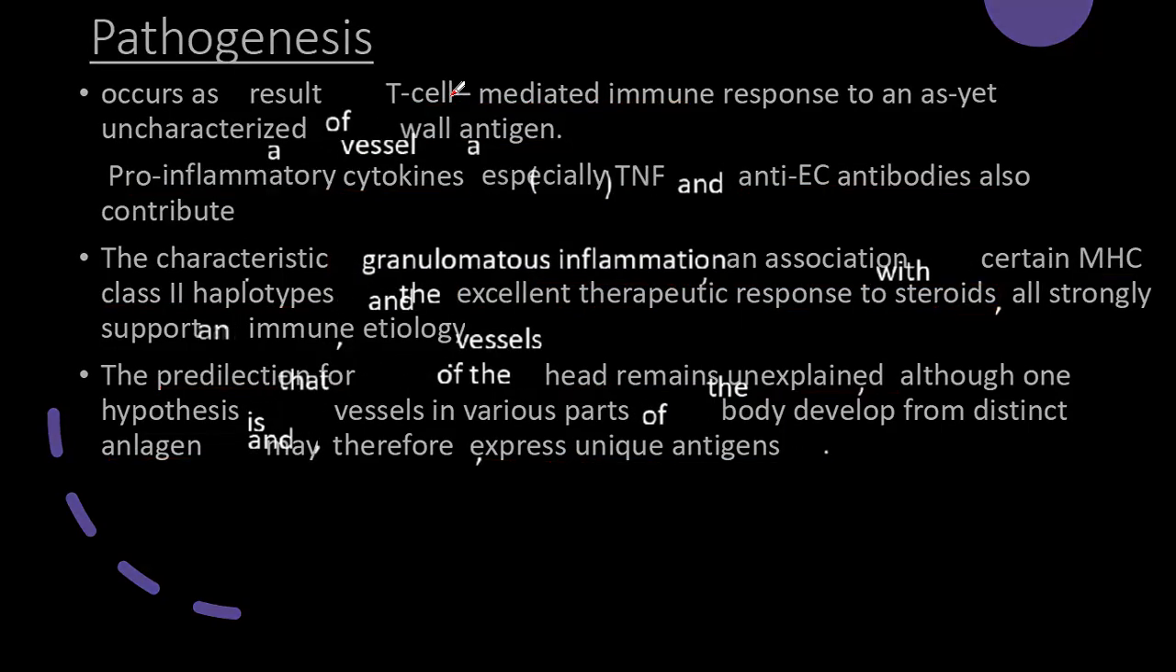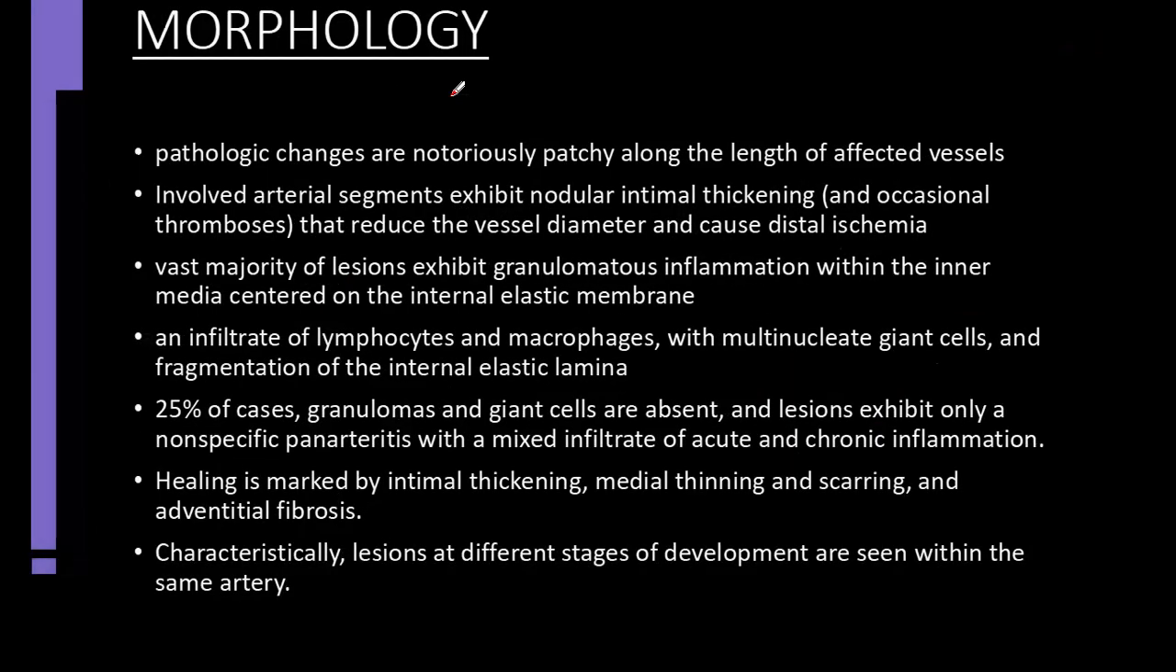Now, let's look at the morphology. How we need to present the morphology. Now, the changes are notoriously patchy. So it will not occur along the entire length, it will occur in patches. The involved arterial segments will exhibit nodular intimal thickening. It is segmental nodular intimal thickening. And there will be occasional thrombus, and this will reduce the vessel diameter and cause distal ischemia.